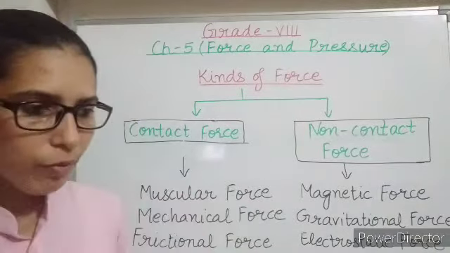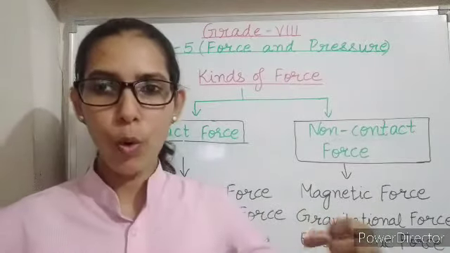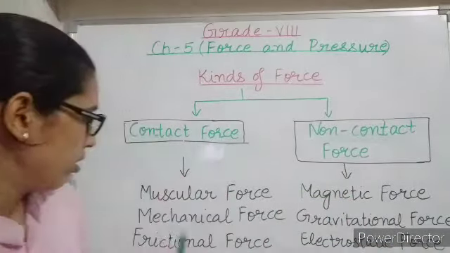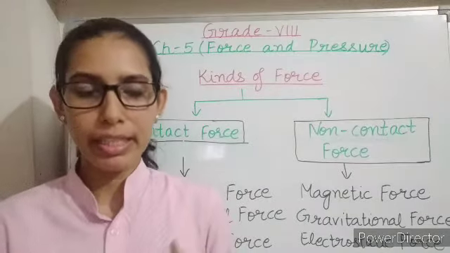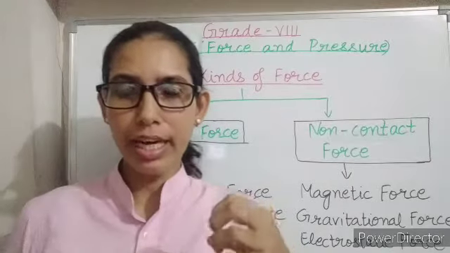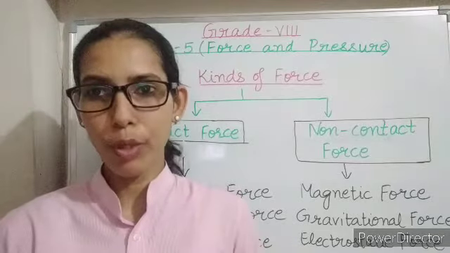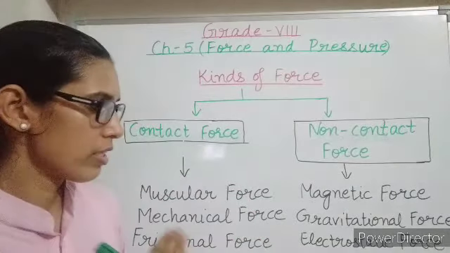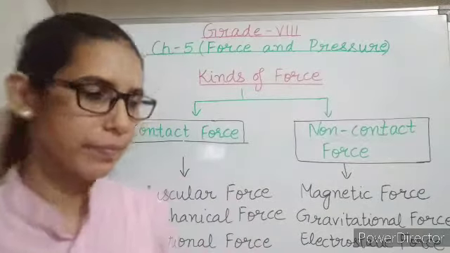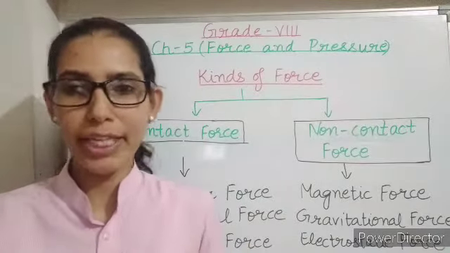For example, a horse is pulling a cart. The pull force is being exerted by the muscles of the horse. Now you might be thinking how it is a contact force. When the horse is pulling the cart, there is some contact between horse and cart. Then only the horse can pull it. So muscular force is a contact force and it is exerted by the muscles of the body. Next is mechanical force. Mechanical force means the force which is generated by machines.